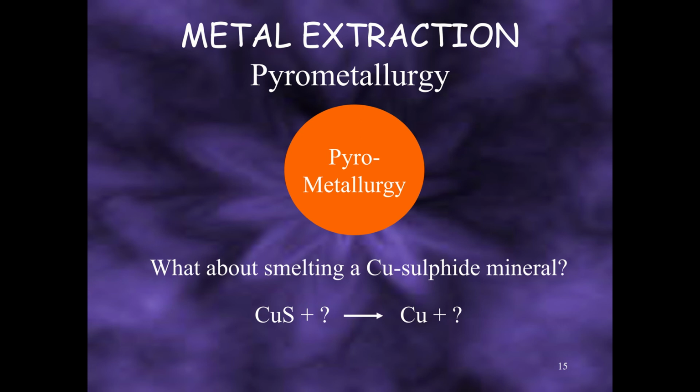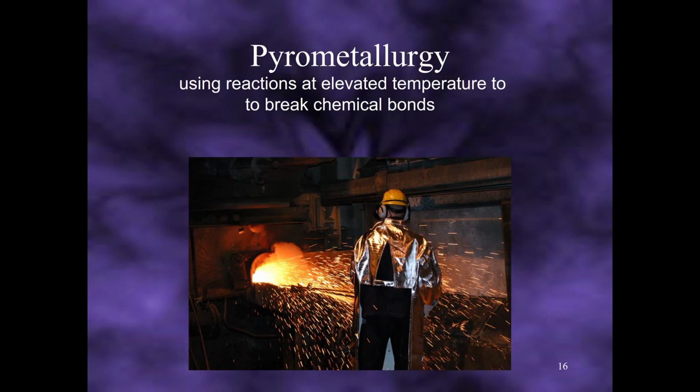So I have one question for you. What do you think we have to use as a reducing agent or whatever agent to produce copper from copper sulfate? In other words, pyrometallurgy is about using reactions at elevated temperature to break chemical bonds.